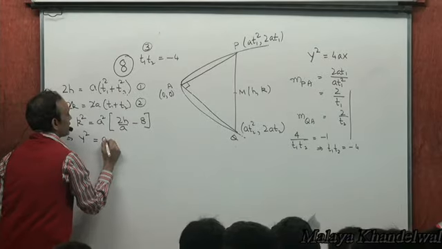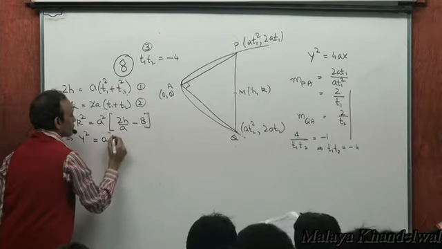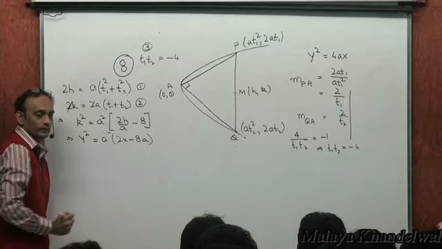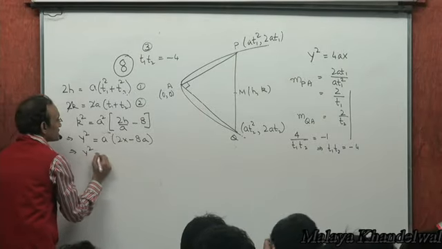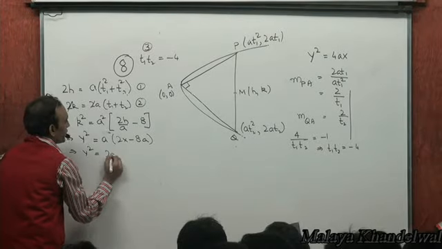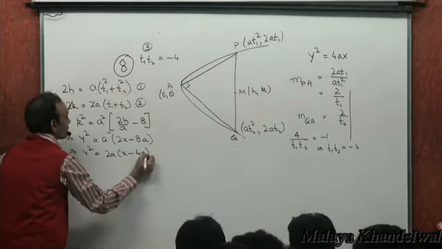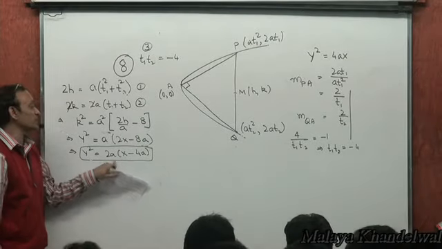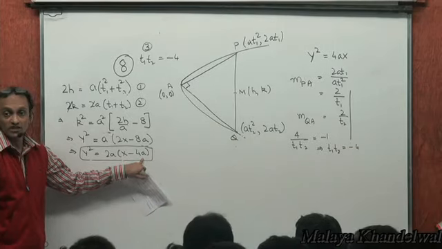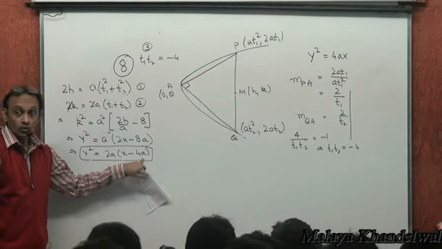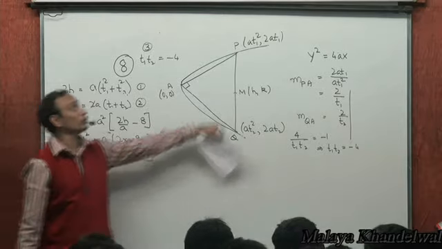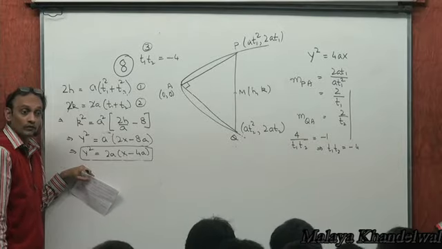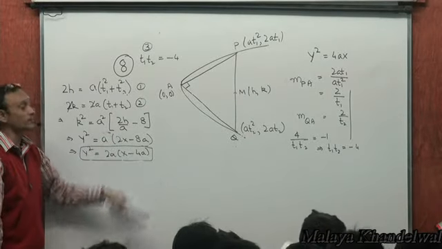I replace k by y and h by x. So I end up getting a squared into 2x by a minus 8a. Right? So y squared is 2a into x minus 4a. So the locus of the midpoint is this parabola y squared equal to 2a into x minus 4a. Yes or no? The midpoint of all chords that subtend a right angle at the vertex will always lie on this parabola. Right? Y squared is 2a into x minus 4a.